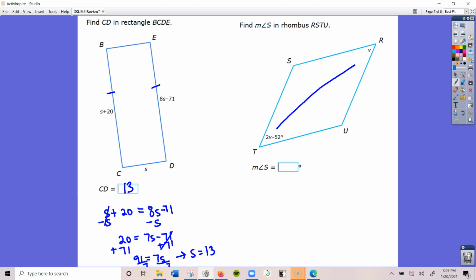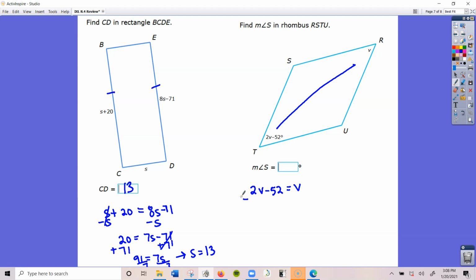Here, these are opposite angles. So anything that's opposite is the same. If the angles are opposite each other, they're equal to each other. If the sides are opposite to each other, they're equal to each other. But if it's next to each other, only angles though, that means that they add up to 180. So these two are opposite, so that means that they're equal. So 2v minus 52 is equal to v.